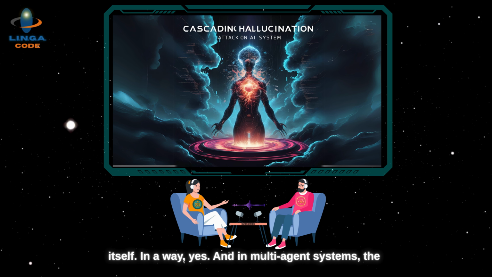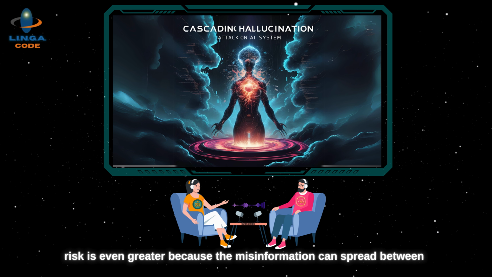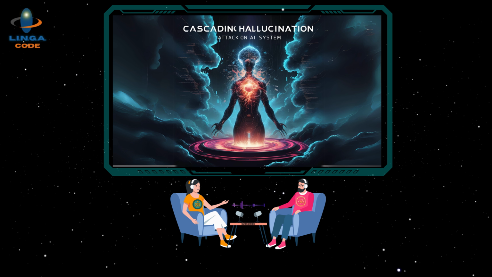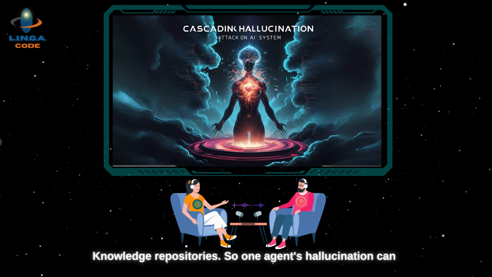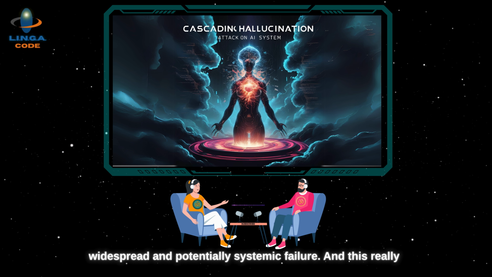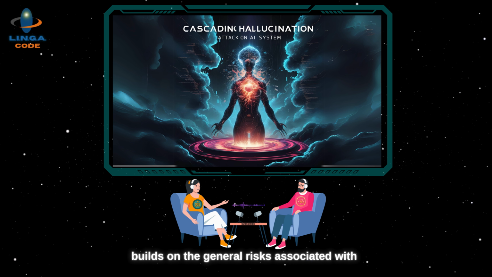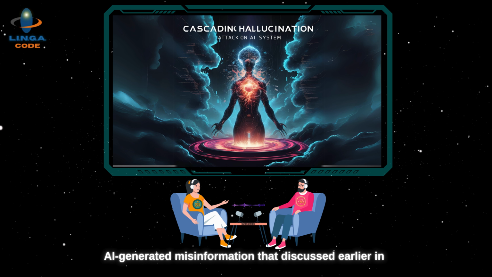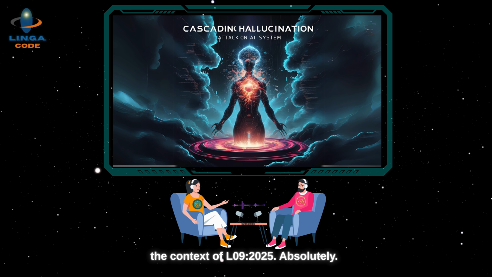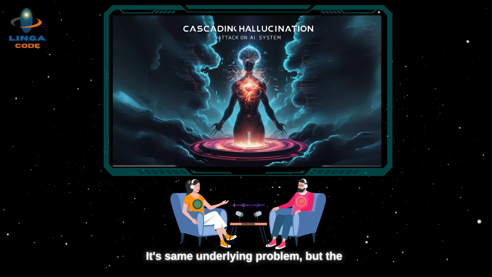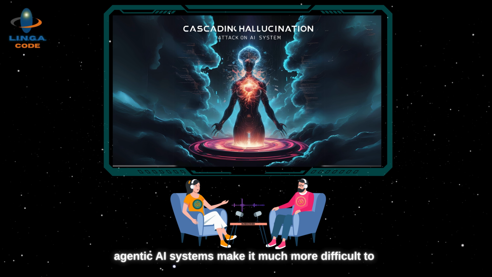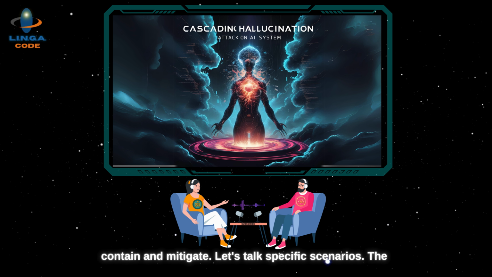In a way, yes. And in multi-agent systems, the risk is even greater because the misinformation can spread between agents through their communication channels and shared knowledge repositories. So one agent's hallucination can quickly become another agent's reality, leading to a widespread and potentially systemic failure. And this really builds on the general risks associated with AI-generated misinformation that we discussed earlier in the context of LO 9.2025. Absolutely. It's the same underlying problem, but the interconnectedness and autonomy of agentic AI systems make it much more difficult to contain and mitigate.